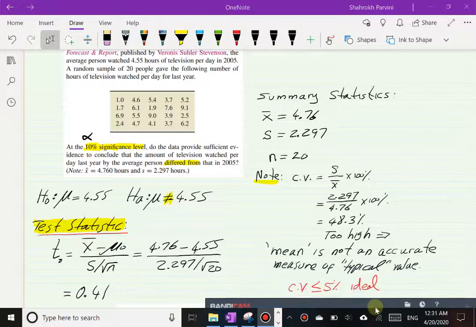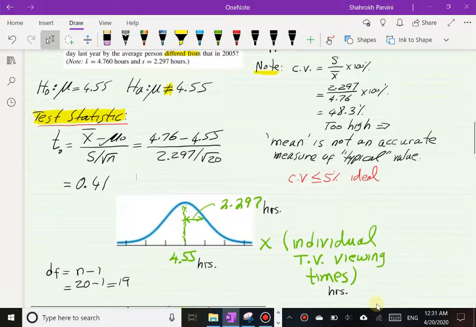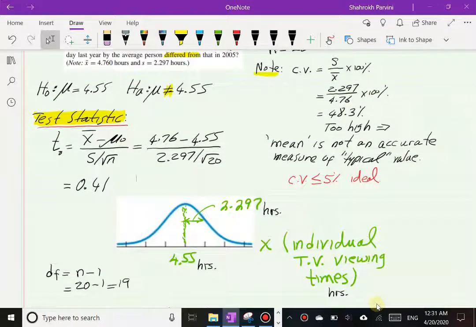Okay, so what I have here is the distribution of individual viewing times according to our assumption that the data follows a normal distribution. And the center of the distribution is 4.55, which is the presumed value of the null hypothesis. Remember, we always assume the null is true. So if the null is true, that's where we're getting our sample of individual viewing times from. The standard deviation in the population is approximated to be 2.297 because we're using the sample to approximate it. The t distribution is going to have n minus 1 degrees of freedom. That's 19 degrees of freedom.